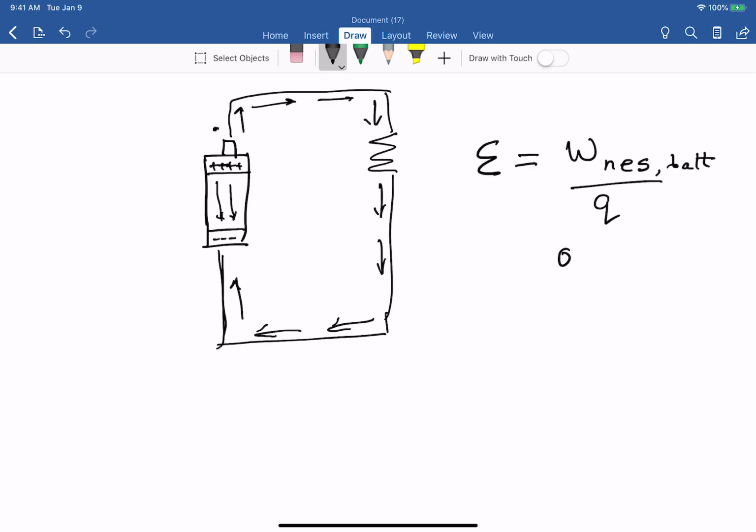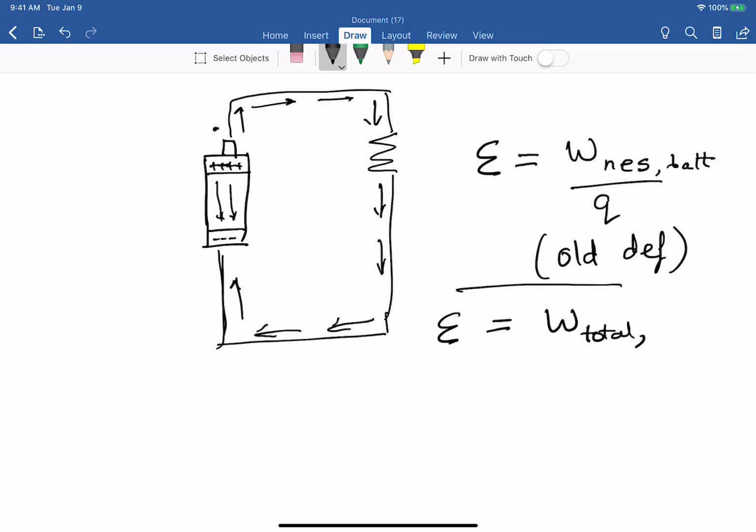Okay, now I'm coming up with a new definition of EMF. So this is the old definition from chapter 25. The new definition of EMF is the following. It's the work done by all forces. So I'm going to write that as the total amount of work done by all the forces in moving a unit charge in a complete loop, one complete loop. So suppose the charge starts over here at point A. What is the work done by all the forces acting on it in moving the charge in a complete loop from A back to the point A?